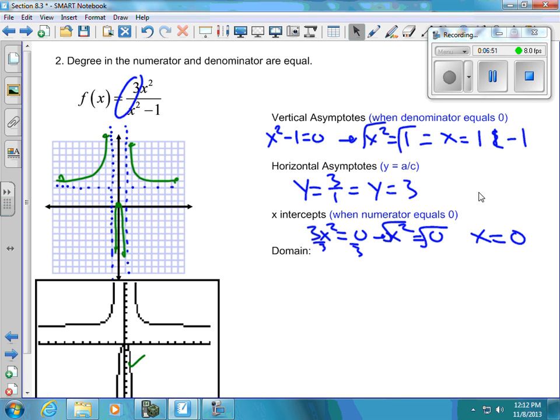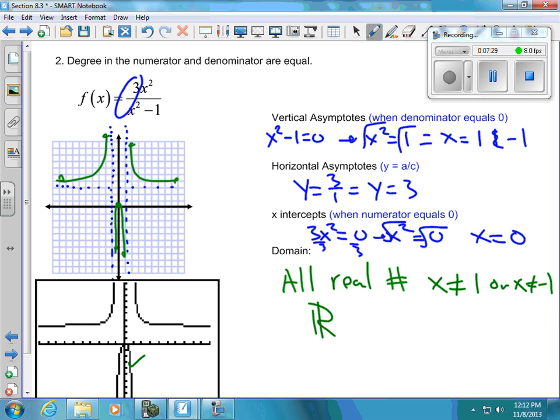Let's look at domain. Domain is restrictions on the x. Are there any restrictions we have for the x coordinate? Well, anything that restricts the x coordinate would make a vertical asymptote. So the restrictions on our domain are where the vertical asymptotes are. So I would say all real numbers where x does not equal 1 or x does not equal -1. Okay? You can also write all real numbers using this R, the double line through it, that also means all real numbers. Okay, so that's our domain.